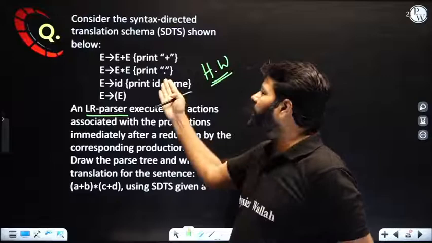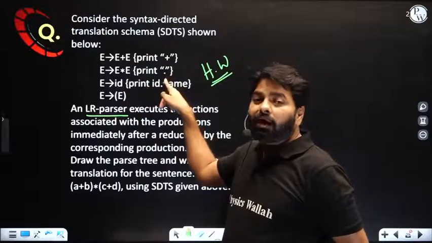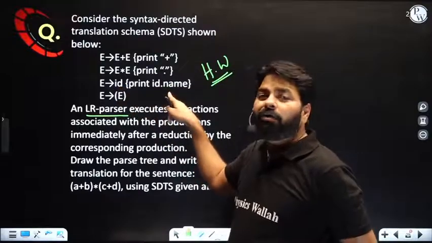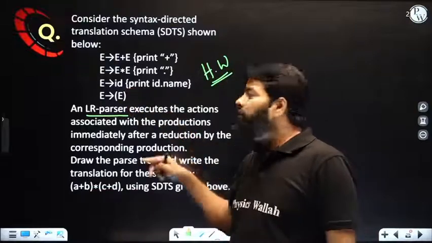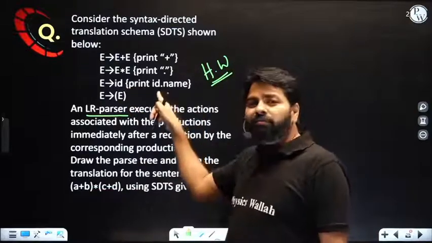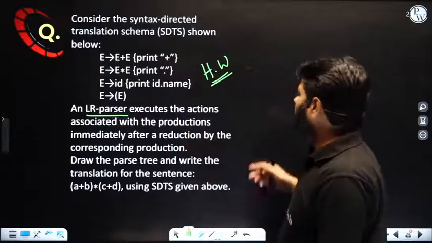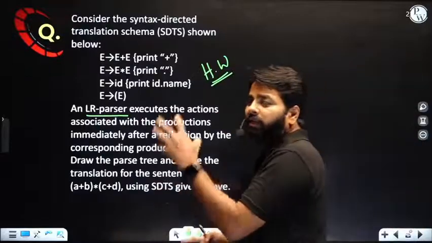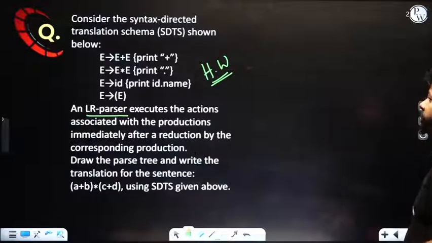What will be the output printed with this? When E plus E, print plus, when E star E, it's print dot. So look at the output. When E derives ID comes, then print ID dot name. If ID dot name is A, print A. If ID dot name is B, print B. So this should print the name of the variable. These two prints should print plus and dot respectively, right? Now this is the homework. Just try and construct the parse tree. Do this RMD numbering and then reverse of RMD. Look at the output.